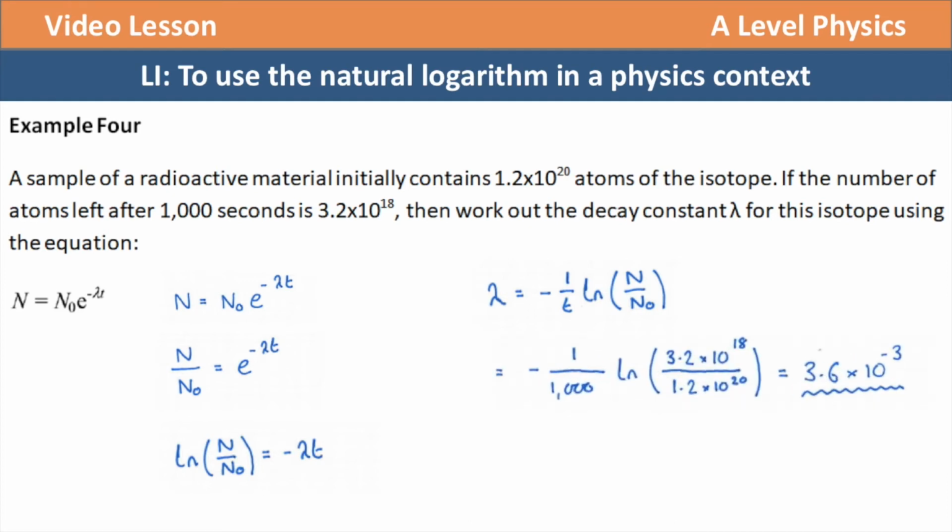Then we've got the natural logarithm, which is ln. When you're doing this on the calculator, make sure you're using ln and not log. And then, of course, we've got the value of n, and we've got the value of n naught. N naught was the initial amount, which was 1.2 times 10 to the 20. N itself is how many we've got left after a time of t, so that will be 3.2 times 10 to the 18. We then substitute those into the calculator, press equals, and that gives us an answer of 3.6 times 10 to the minus 3 for the value of lambda.